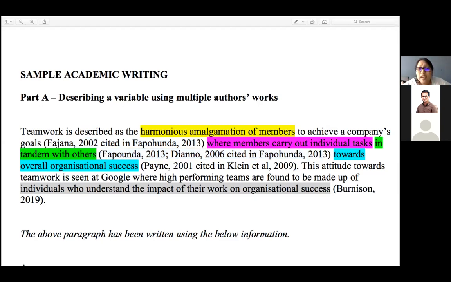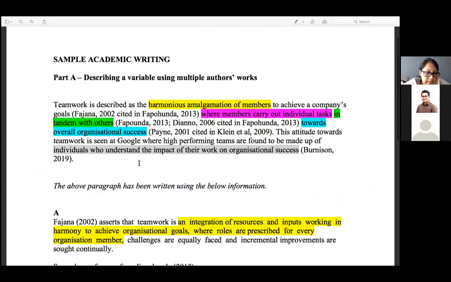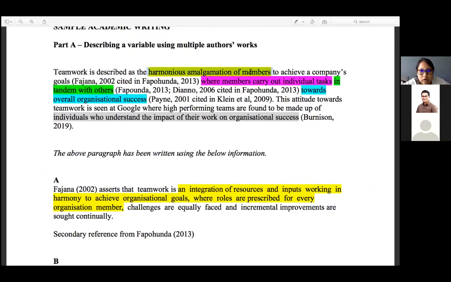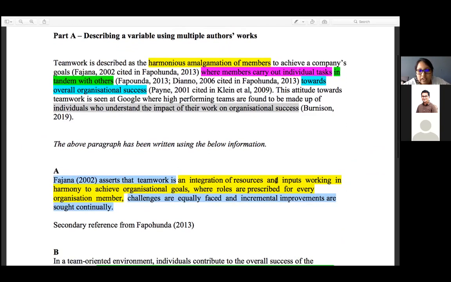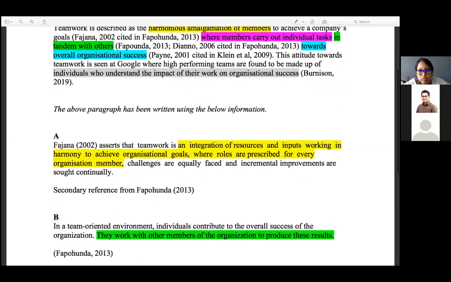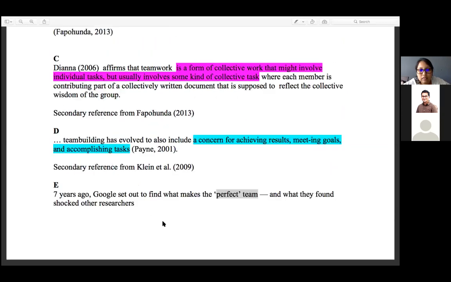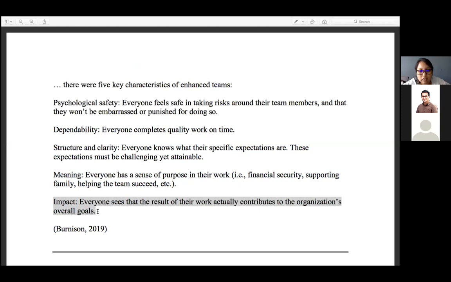So why have I colored it like a rainbow? I wanted to show you where exactly I got these points from. This yellow part I got from this. This is the direct quote, what I directly read: teamwork is an integration of resources and inputs working in harmony to achieve goals. Goals are prescribed for every organization member. Then this pink one I got from the author called Diana. Then this little green phrase, in tandem with others, that idea I got from this Fapohunda. Then this ash one I got from this. This is the entire thing that I read, but from that I got this.